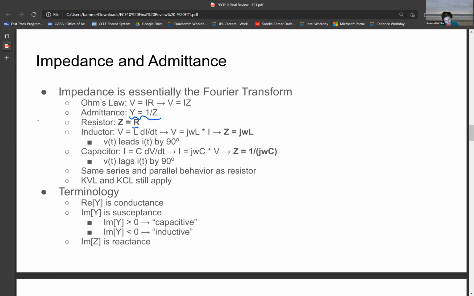And then just some terminology. You may or may not see this, but the real part of admittance is conductance. The imaginary part of admittance is susceptance. And since the imaginary portion of admittance is tied to the inductor and the capacitor, if one of those components is dominant, then we call the circuit either capacitive or inductive based on which one is dominant in the circuit. And the imaginary part of Z is called reactance, and it's sometimes specified with an X.